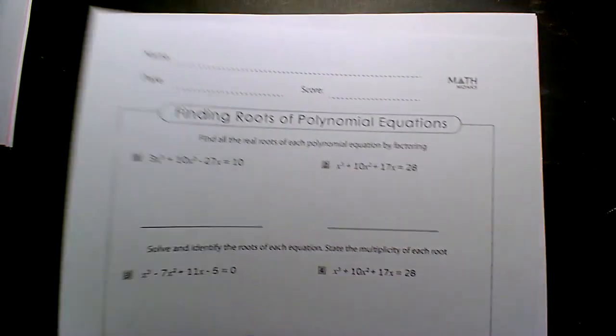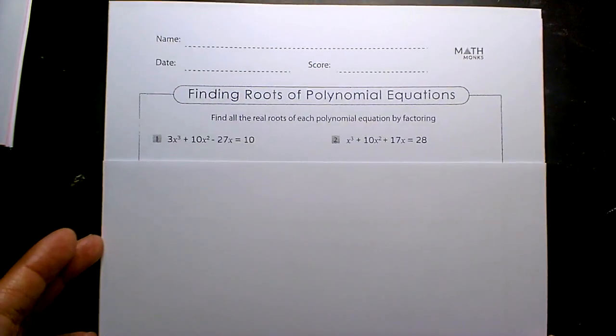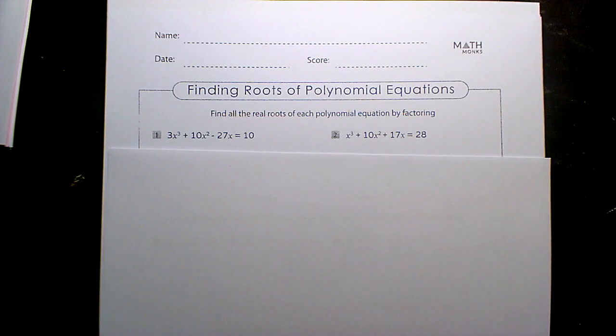You have the first function: find all the real roots of each polynomial equation. By the way, what are the roots? It's where the graph crosses the x-axis, right? Those are your x-intercepts. So we gave you guys, your last quiz was in factor form. It wants it written in factor form, okay?